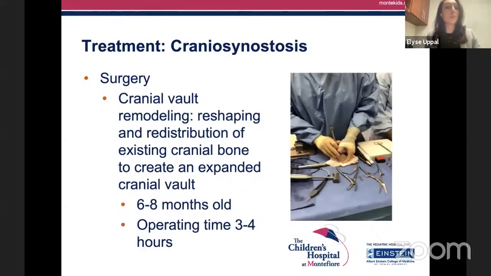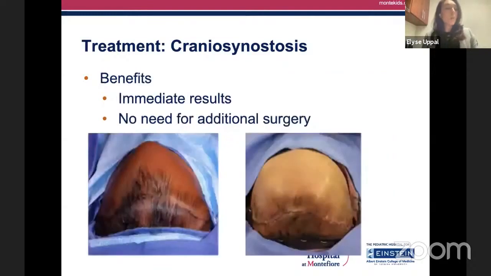The treatment, on the other hand, for craniosynostosis is surgery. So we do a cranial vault remodeling, which involves reshaping and redistribution of existing cranial bone to create an expanded cranial vault. Ideal time is 6 to 8 months old, and operating time is 3 to 4 hours. The benefits are that the results are immediate, as you can see from this photo here. This is a pre-op on table and post-op on table, so you can see it immediately, and there's no need for additional surgery. This is it, it's just this.